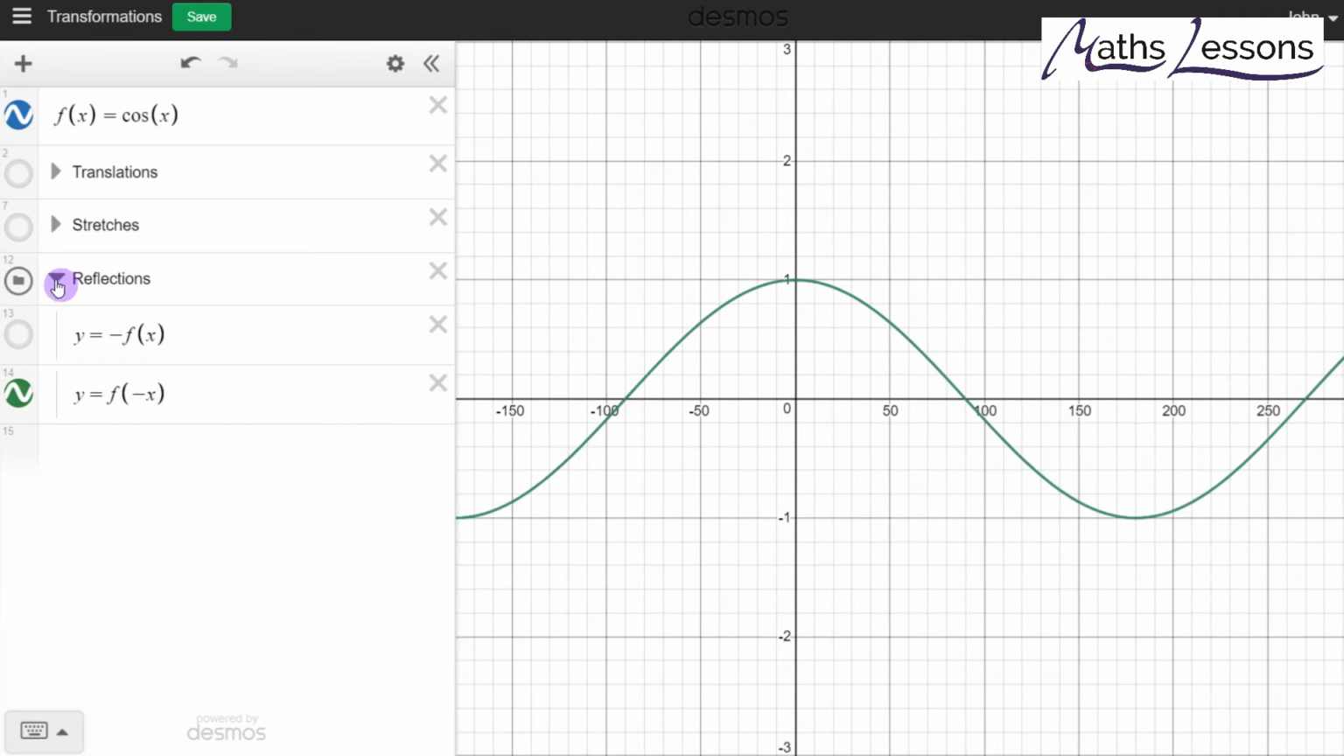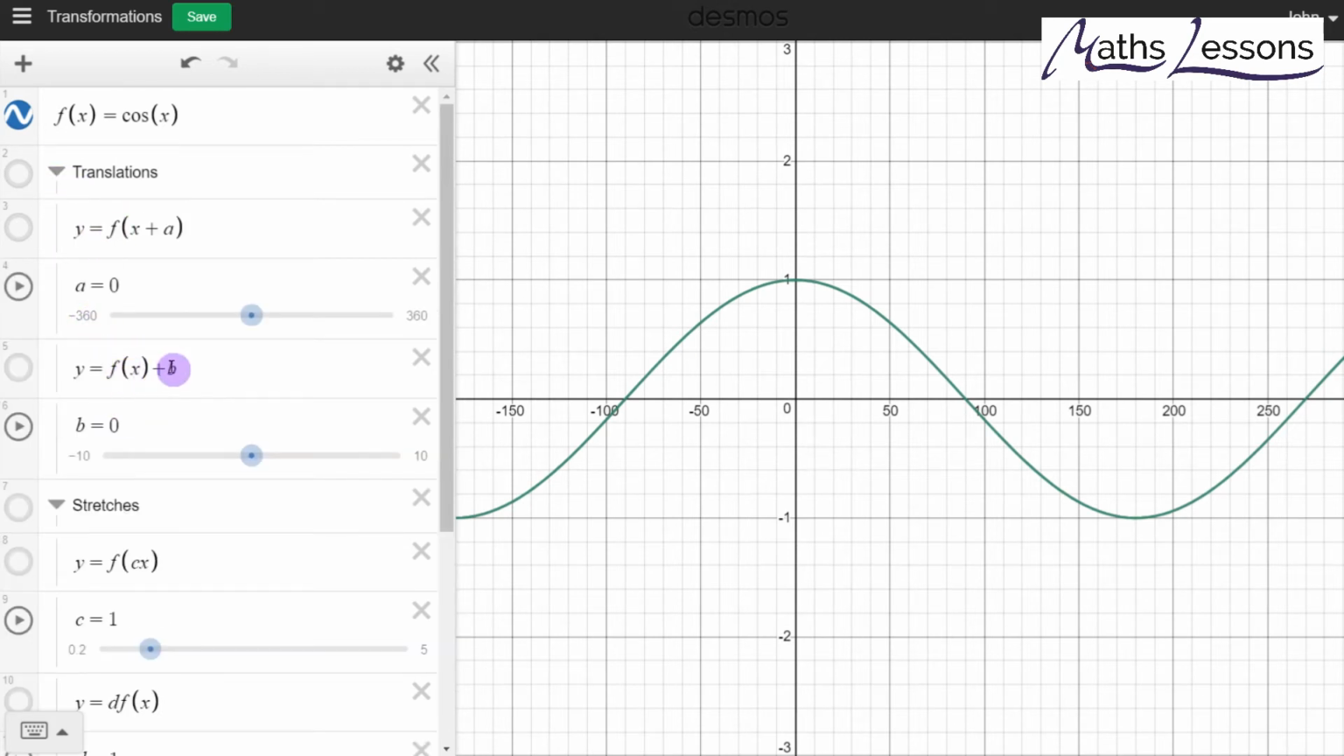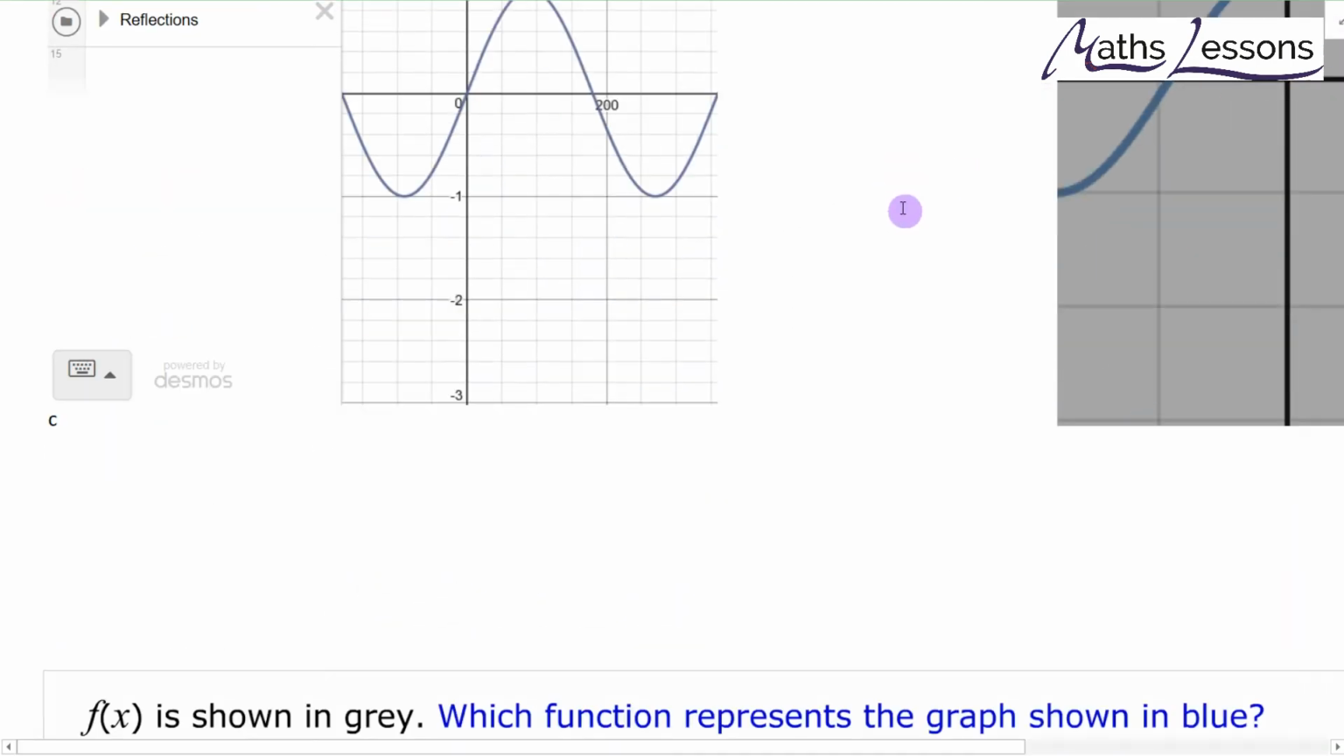Okay. Now, if you're going to be outside the function, like this minus sign, or this stretch d here, or this one adding on b, then all the movement's in the y direction, and it happens to be exactly what you think. Now let's put those into some questions.